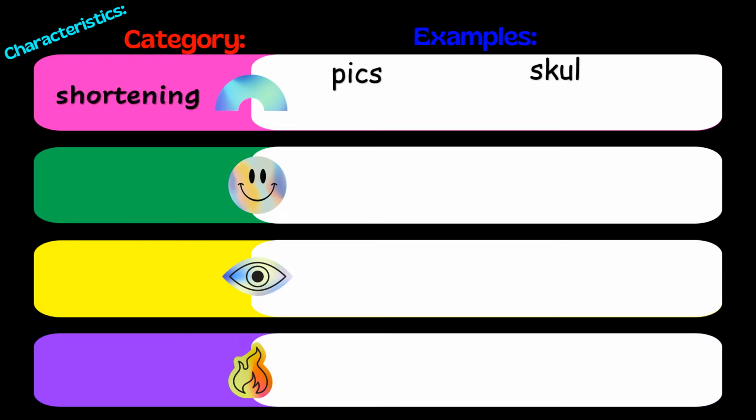There are some characteristics of text messages that are really different from any other form of communication. And it's really interesting because it affects how we communicate, especially nowadays. Now let's see the categories and their examples. Shortening: pics, school, uni. This means photos. This means school. This means university.